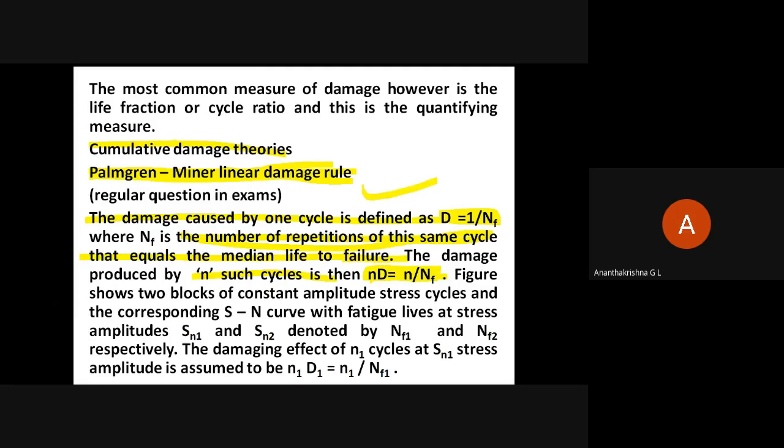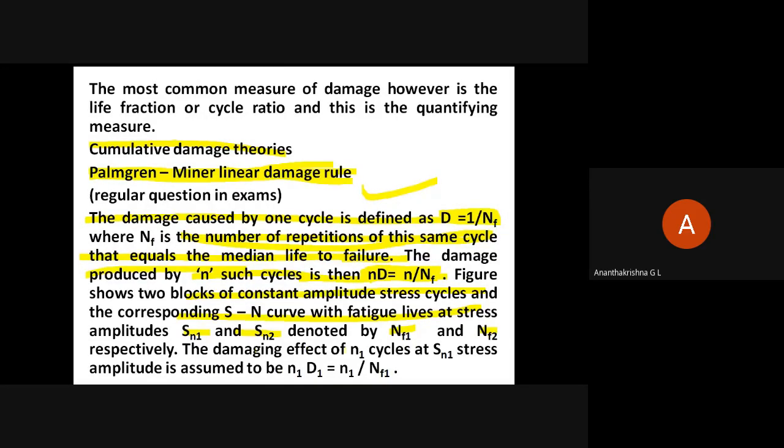Okay, number of cycles that leads to failure. So the damage produced by n such cycles is then n into D, which is equal to n by NF. And the figure shows two blocks of constant amplitude stress cycles and the corresponding SN curve, with fatigue lives at stress amplitudes of SN1 and SN2 denoted by NF1 and NF2 as the number of cycles.